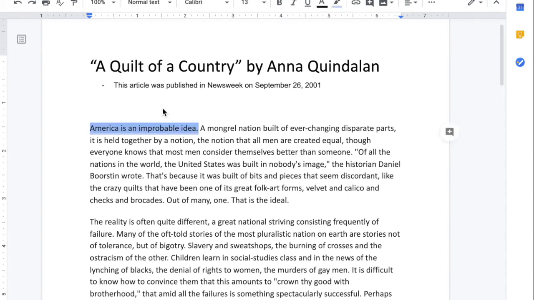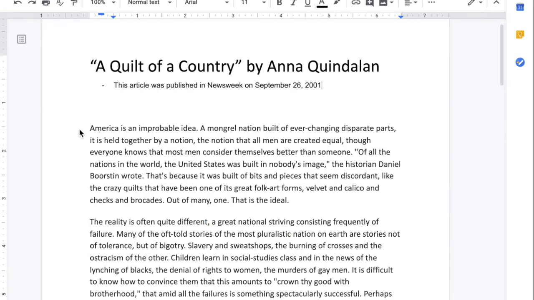America is an improbable idea, a mongrel nation built on ever-changing disparate parts. It is held together by a notion, the notion that all men are created equal. Though everyone knows that most men consider themselves better than someone. Of all the nations in the world, the United States was built in nobody's image, the historian Daniel Borston wrote. That's because it was built on bits and pieces that seemed discordant, like the crazy quilts that have been one of its great folk art forms, velvet and calico, and checks and brocades, out of many, one, that is the ideal.